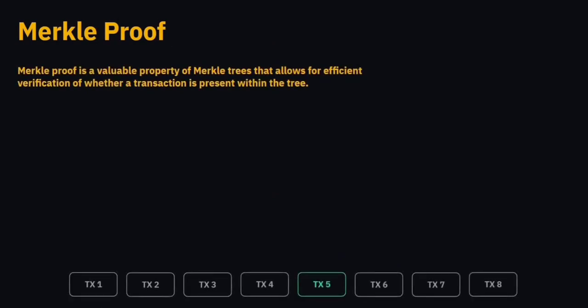Merkle trees possess a valuable property known as the Merkle proof, which optimizes data savings when verifying whether a transaction is present within the tree. Let's explore this concept further with the help of a diagram showcasing the information required to check if transaction TX5, marked green here, is part of the Merkle tree.